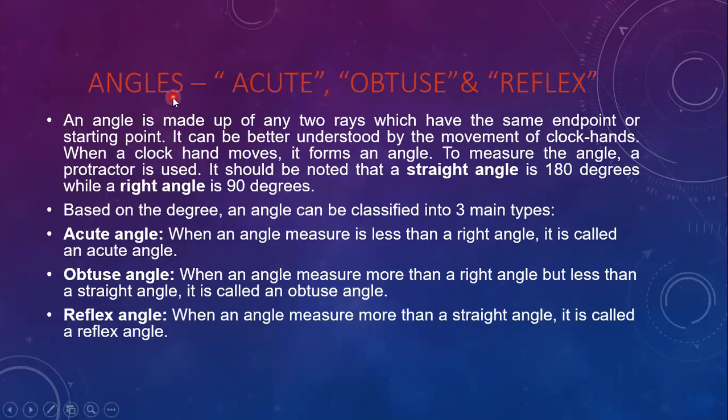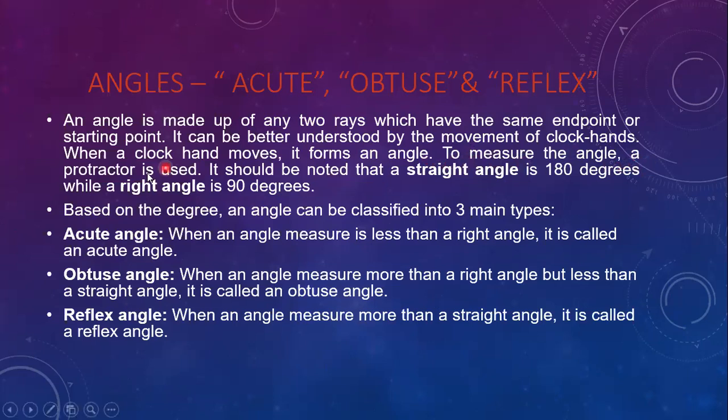So next is angles. So we have angles here like acute, obtuse and reflex angles. So let us see what that is. An angle is made up of any two rays which have the same end point or starting point. So angle means between two rays where the point will meet, actually there the angle will form. It can be better understood by the movement of clock hands. When a clock hand moves, it forms an angle. So normally we can say this in the wall clock. So for better understanding, we can use the wall clock hands. So normally when it moves, at that time we can say where the angle will be formed.